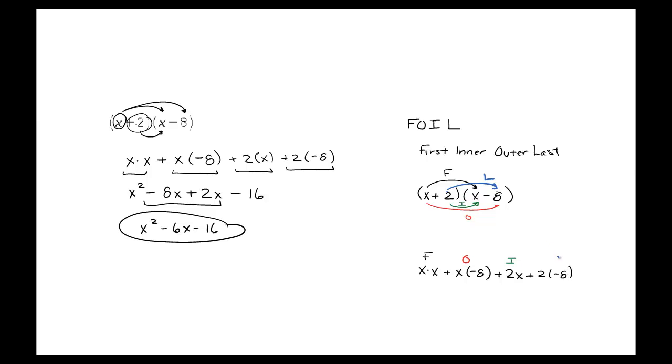And I come up with the same answer. It's just a way to remember. So sometimes you might hear people talk about foiling something. That's what they mean. So we still get minus 8x plus 2x minus 16. So it becomes x squared minus 6x minus 16. So we come up with the same answer. This is just a way to remember, but it's no different from just taking each term in the first binomial and you multiply it with each term of the second binomial.